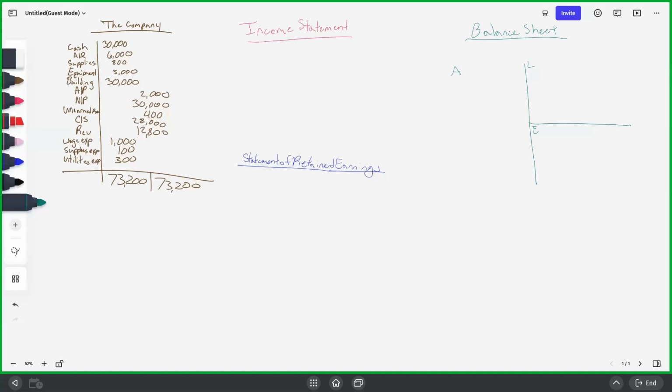Are you talking about the income statement? Yeah, then I just find it empty.